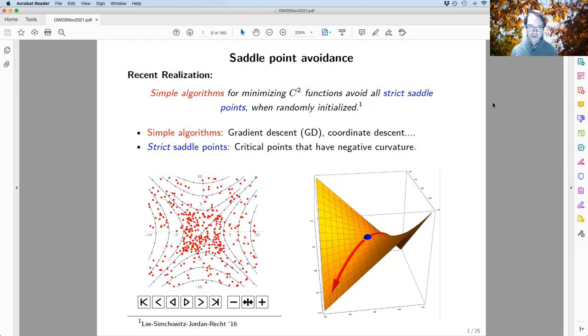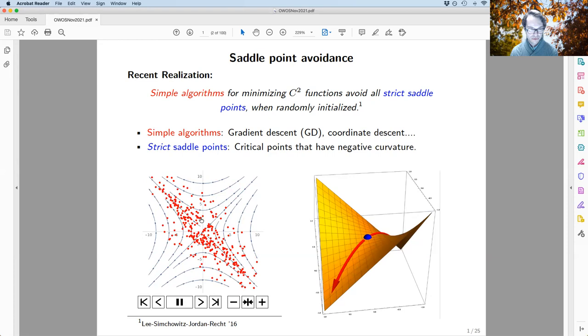And these are critical points that have negative curvature, as long as you randomly initialize them. On the right here, what I'm showing is a function which has a critical point at the origin, and it has a direction of negative curvature. On the left, I randomly initialize a gradient method at many different points and run the gradient descent algorithm. What I see is that the iterates eventually leave the saddle point, except for the one that started at zero.